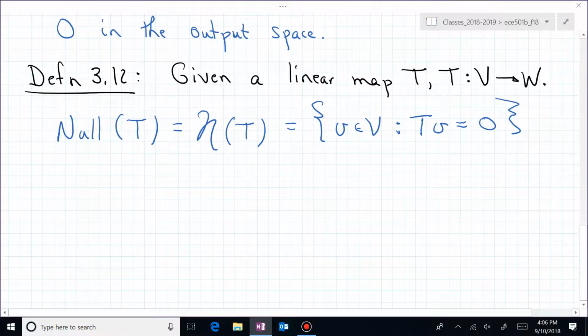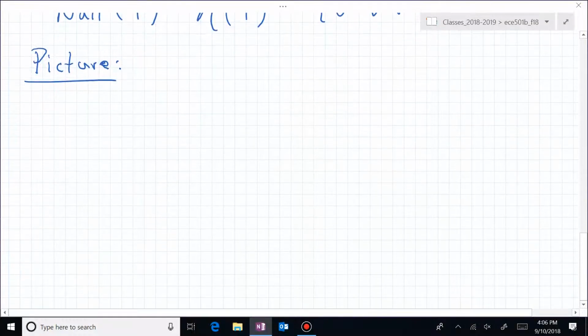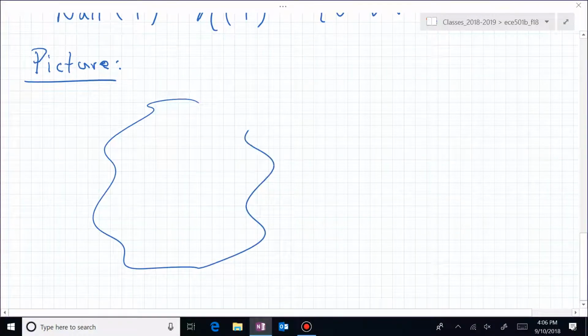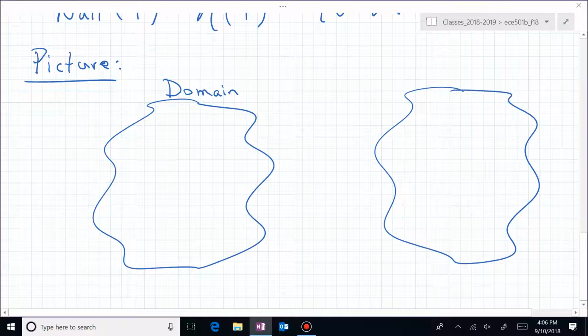And obviously we could think of this in the form of a picture. So if we have, and now we're back to the clouds, here is our domain, and here is our codomain.